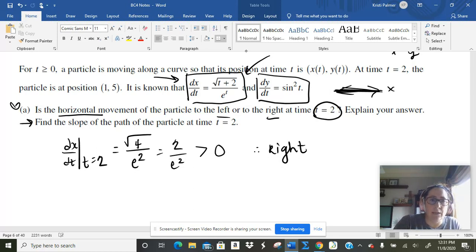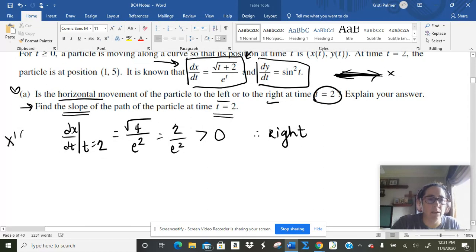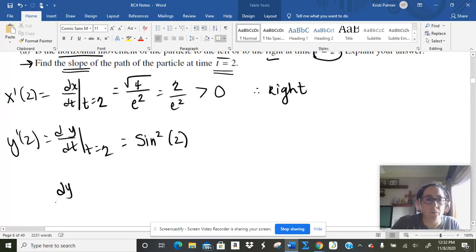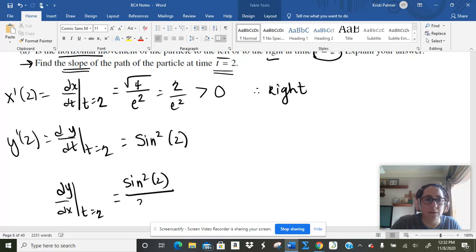Then it also has a second piece here, and it says, go find the slope at 2. Well, we've already done the x prime of 2. That's that same thing. So I need to find the derivative of y at 2. We're going to find dy/dt when t equals 2. So that would be sine squared of 2. So now my entire slope, dy/dx, when t is 2, is the dy over dx.